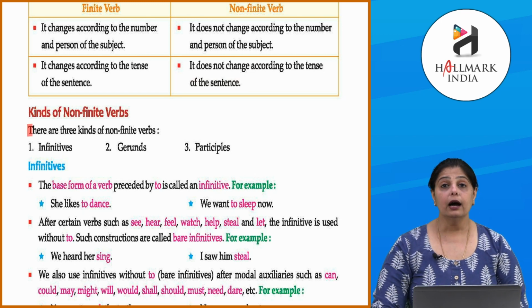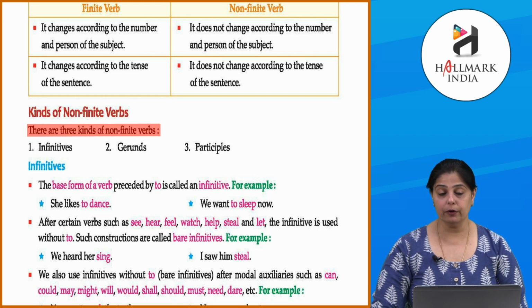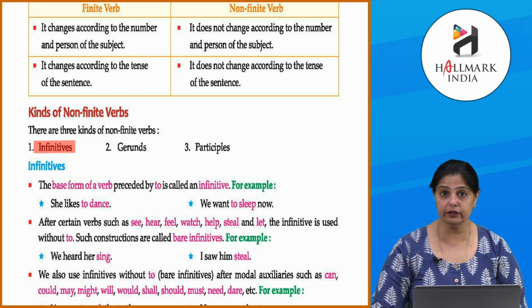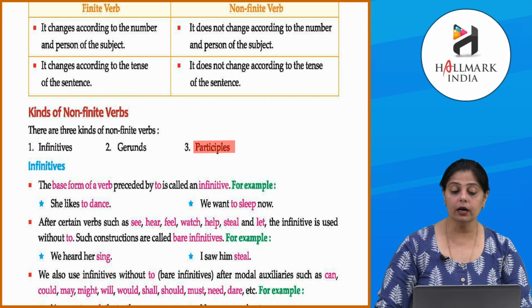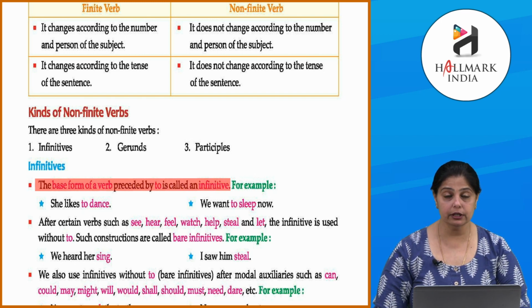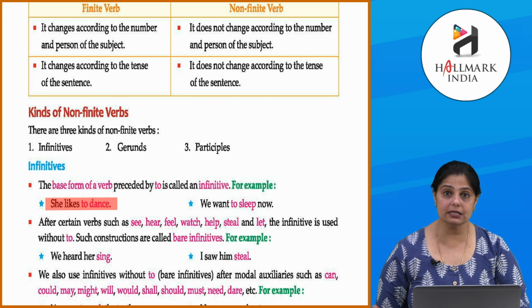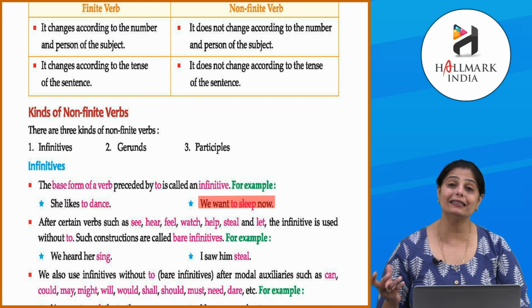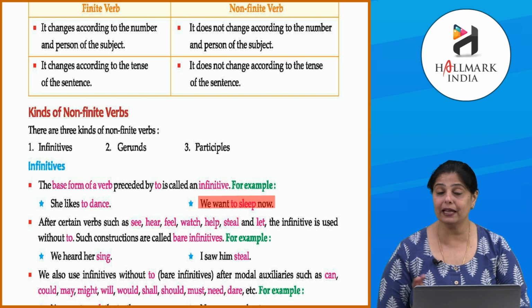Okay. So now, there are three kinds of non-finite verbs, which are infinitives, gerunds and participles. Let's look at them one by one. For infinitives, the base form of a verb preceded by to is called an infinitive. So whichever verb has to before it, that is known as the infinitive. For example, she likes to dance. So, to dance. We want to sleep now. So dance, sleep, these are the actions, and to is placed before them. So that means it is an infinitive.